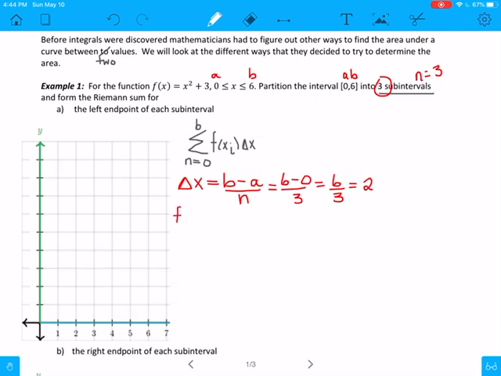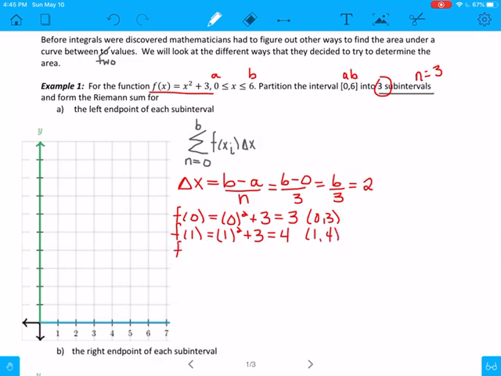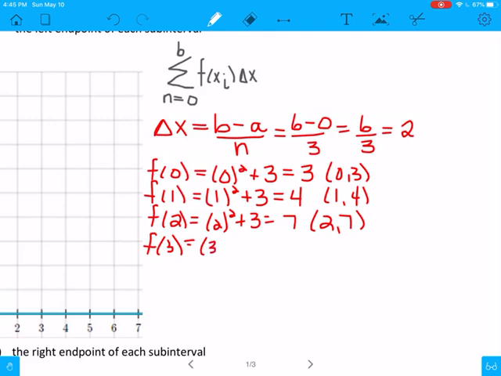So let's find them. f of 0 equals, we plug it into this formula, 0 squared plus 3. So f of 0 is 3, at 0, 3. Okay, then f of 1 is going to be 1 squared plus 3, which is actually 4. So we have a coordinate at 0, 3, and a coordinate at 1, 4. Then we have f of 2 equals 2 squared plus 3, which is 7. And so I get 2 and 7. Then I have f of 3. Oh my goodness, it's getting messy here. f of 3 equals 3 squared plus 3, which is 9. So I have a coordinate at 3, 9.